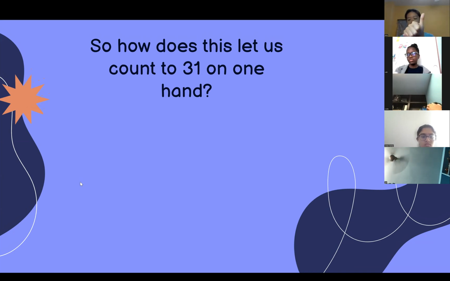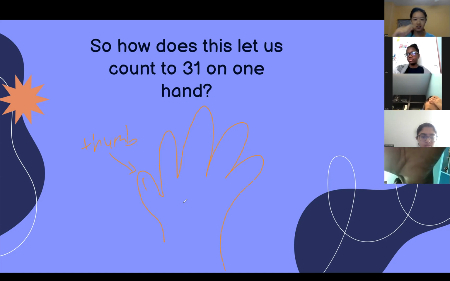So my thumb is going to represent the place value of 2 to the 0. Actually, let me draw a little picture because I think that will help you visualize it. So here's my hand. Okay, and this one is my thumb, right? I'm just going to label that thumb. My thumb is going to represent the place value of 2 to the 0. So that's just the ones place.